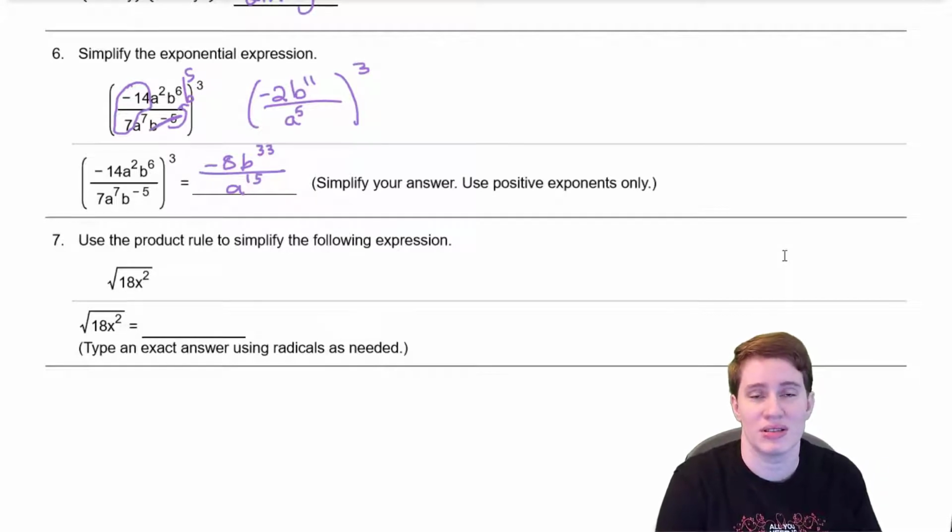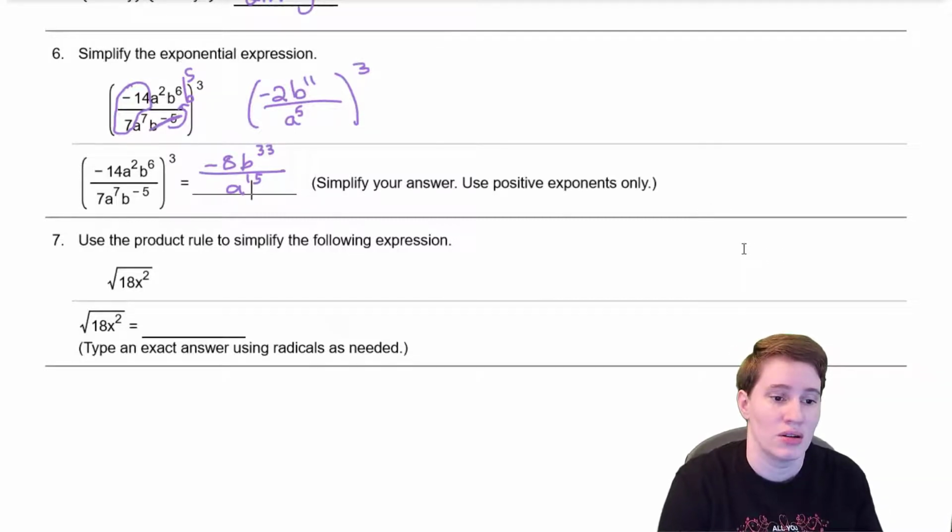But really it's because we just usually figure out what negative 2 to the third power is instead of leaving it as negative 2 to the third power. So anyway, let's look at 7.